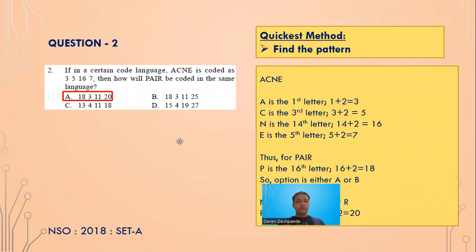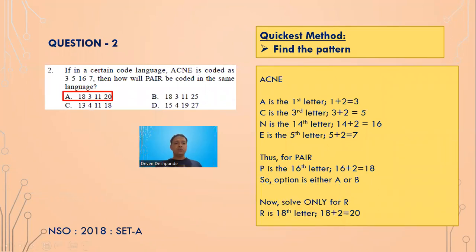Okay, next one. If in a certain code language ACNE is coded as 3, 5, 16, 7, then how will PAIR be coded in the same language? So find the pattern. A is the first letter, 1 plus 2 is 3. C is the third letter, 3 plus 2 is 5. N is the 14th letter of the English alphabet, 14 plus 2 is 16. E is the fifth letter, so 5 plus 2 is 7.